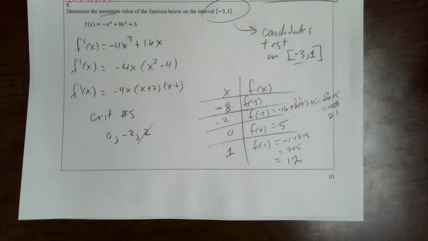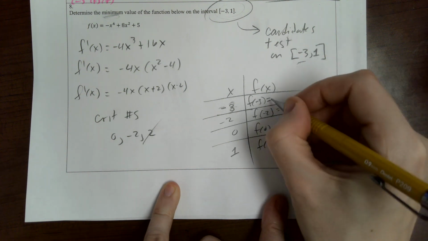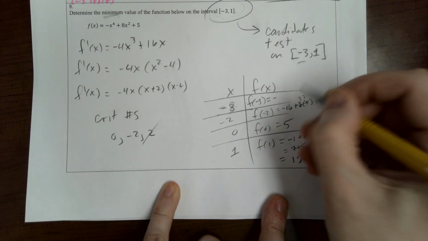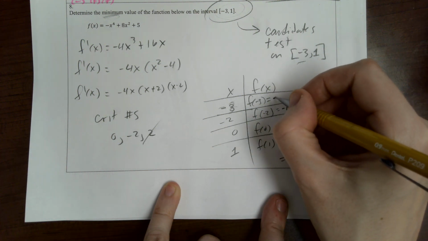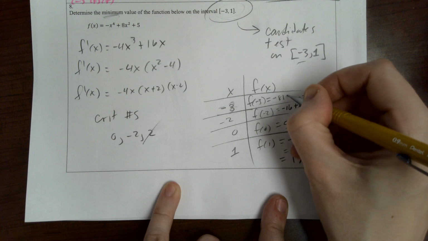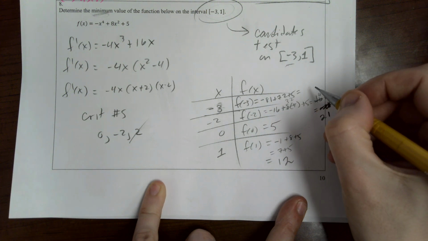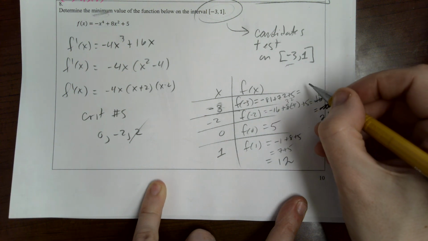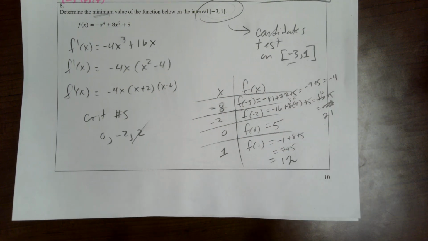Okay, and then f of -3. Okay, so this is going to be -9 times 9. The -3 to the 4th would end up being 9 times 9. So this is -81. 9 times 8 is 72. And then plus 5. This is -9. Plus 5 is -4.